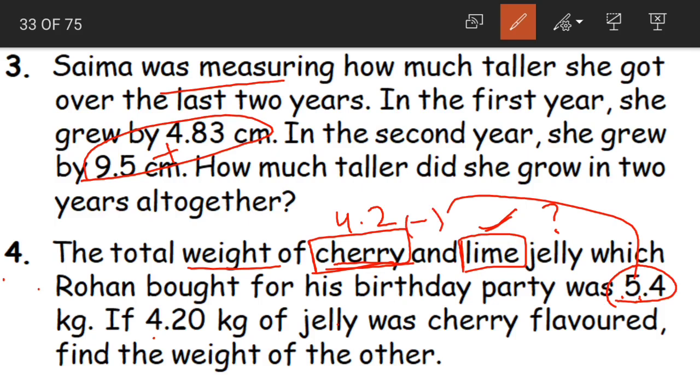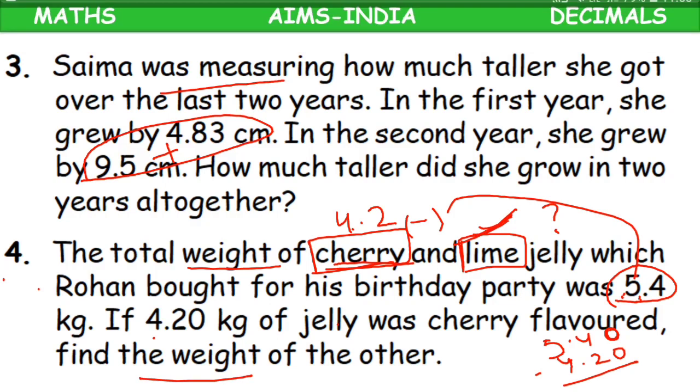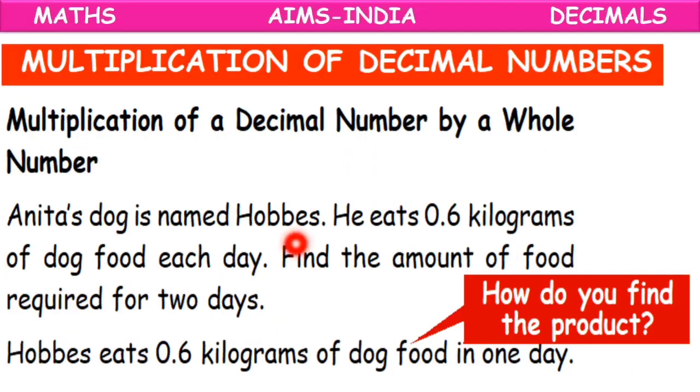Yes, 5.4 minus 4.20. Again, to make the decimal places the same, we are placing a 0 after 4. When we subtract, we will get the weight of our other flavor, that is the lime flavor. Understood, children? Now coming to the multiplication of decimal numbers.